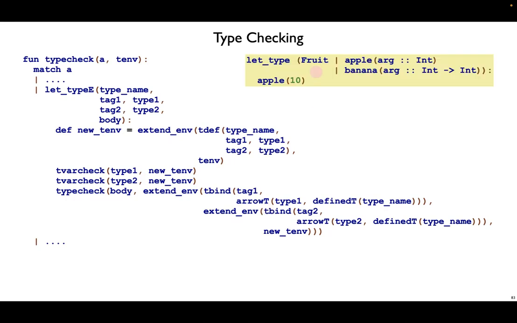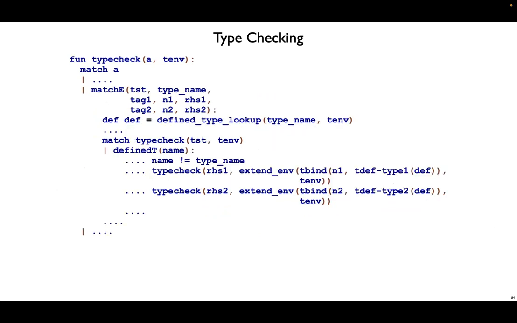For example, if we have a let type for fruit, the first thing that we do is extend the environment with info about fruit and its two variants. Second, we use tvar check on the int and then on the other argument, this int arrow int type. Finally, we type check the body, and we do that in an extended environment where apple is bound to a function that takes in an int and returns a fruit. So overall, this example will be well typed, and we'll use the rule for checking a function application to know that the body is correct.